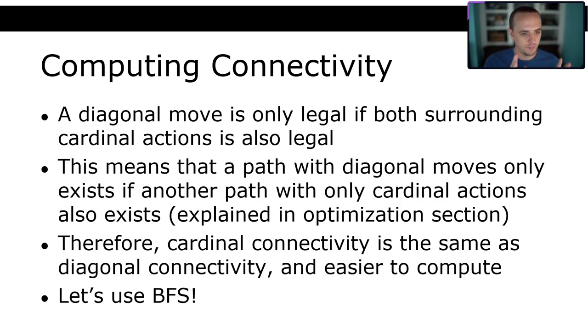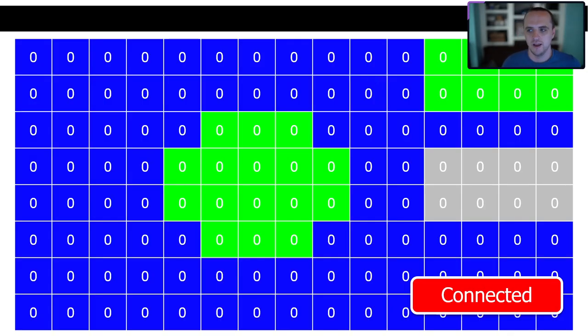We'll use up, down, left, and right breadth-first search to compute connectivity. And you might say, how can up, down, left, right connectivity explain diagonal connectivity? Well, if you're still asking that question, replay this slide and then go back and look at where we talked about legal actions. All right. So here's how we're going to do our connectivity. I'm going to show this visually, and then I'm going to give you the algorithm.